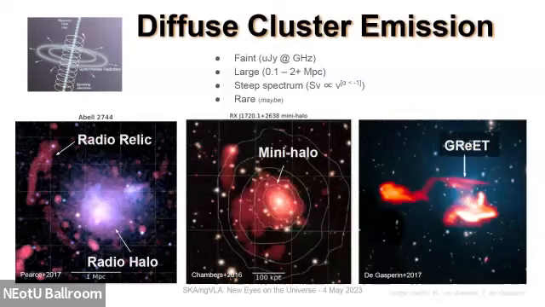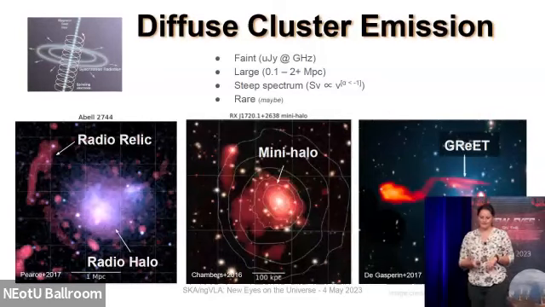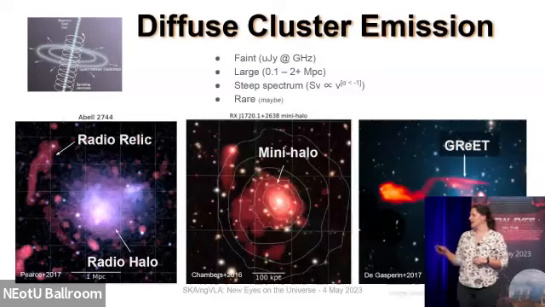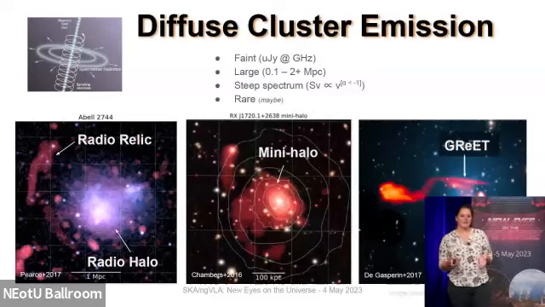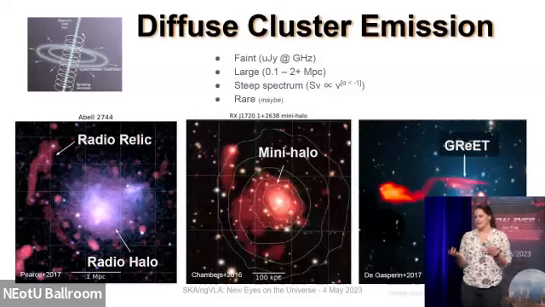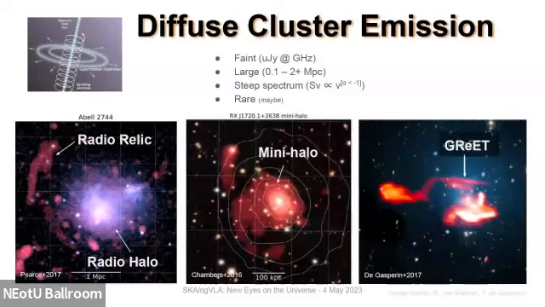And there has to be something happening that keeps the electrons at high enough energy over the volumes that we see the emission cover. So in diffuse cluster emission, currently we have these main different classes. They're separated mostly in terms of morphology, where they lie in the cluster, are they polarized or not, and also in the dynamical state of the system.